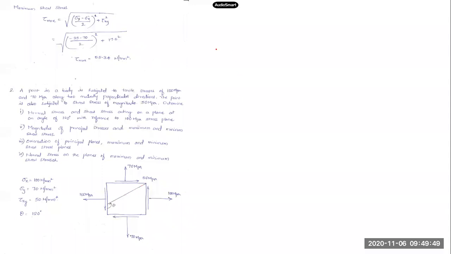We had the expression for sigma n. So sigma n was given by (sigma x plus sigma y)/2 plus (sigma x minus sigma y)/2 into cos 2 theta plus tau xy into sine theta. Use this expression for that. Sorry, this is cos 2 theta plus tau xy sine of 2 theta.